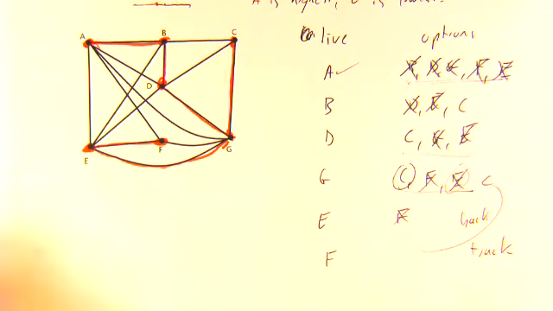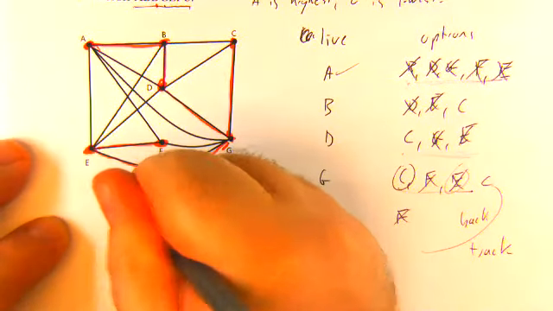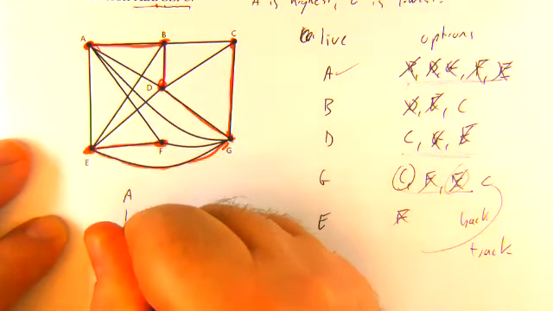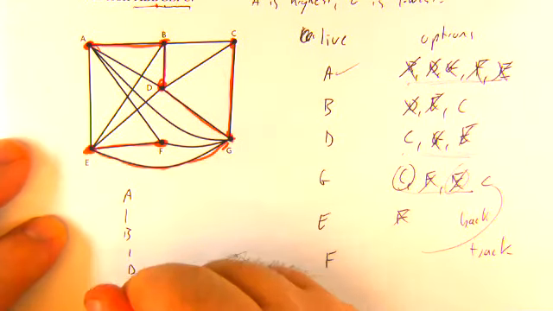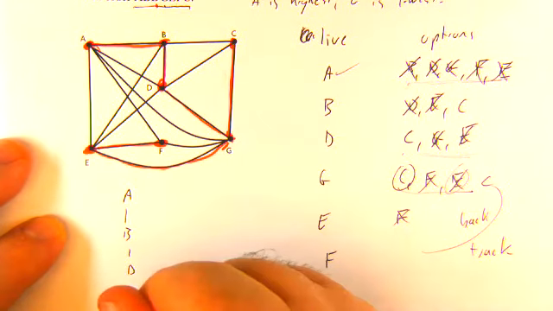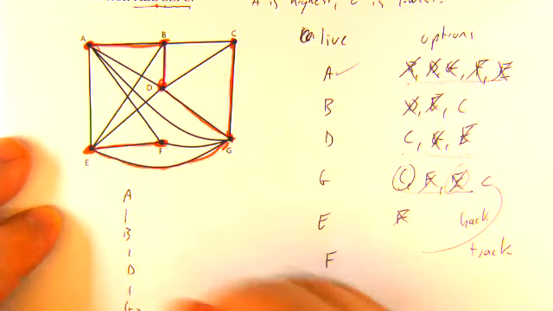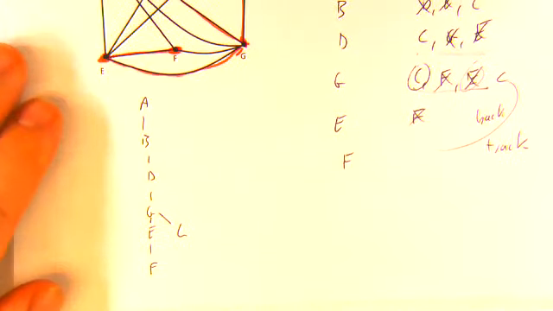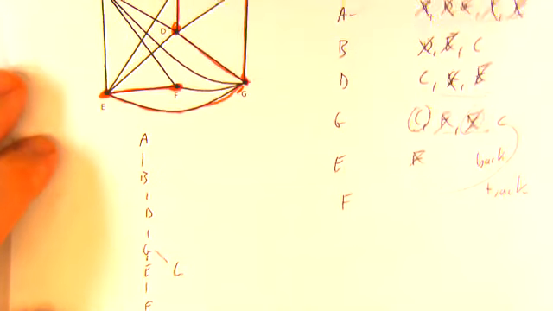So what kind of a tree did we actually build? We started with A, we went to B, we went to D, G, E, F, and then off of G, we went to C. So there's our tree, sort of written as a tree.